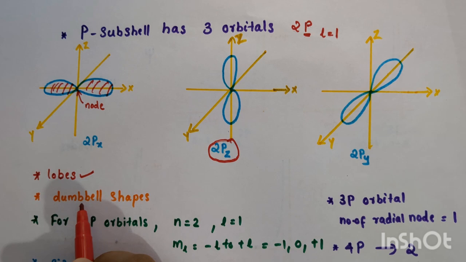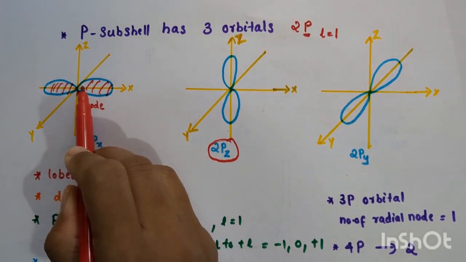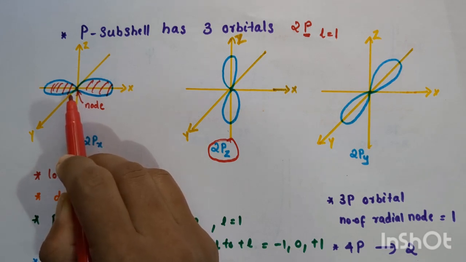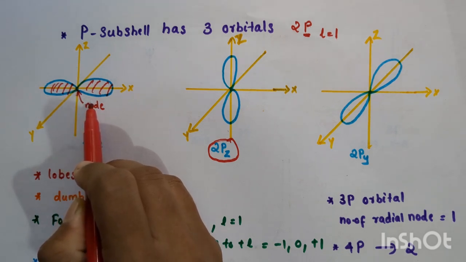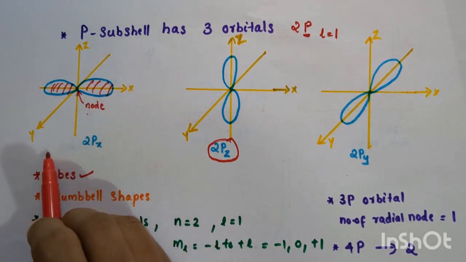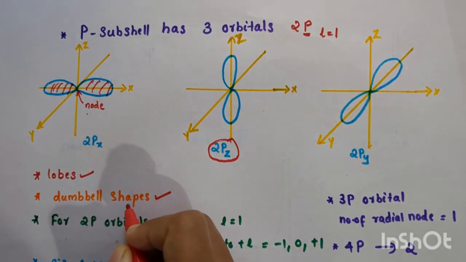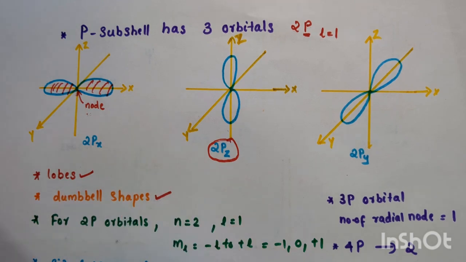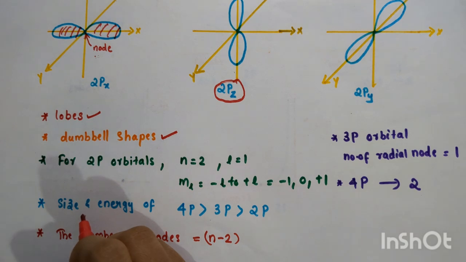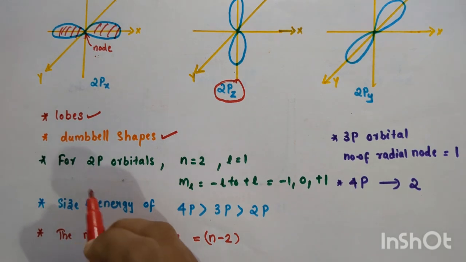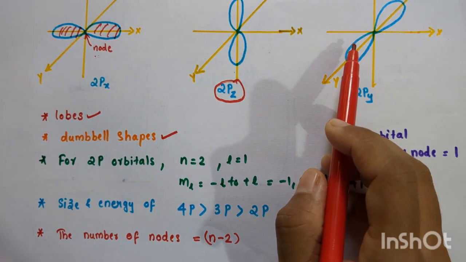See, the probability density function is 0 on the plane where these 2 lobes touch each other. That is, the point where the 2 lobes touch each other is a node where the electron cannot be located. All the p orbitals have dumbbell shapes. Each p orbital has the same size and energy. But each p orbital is oriented along different axes in space.